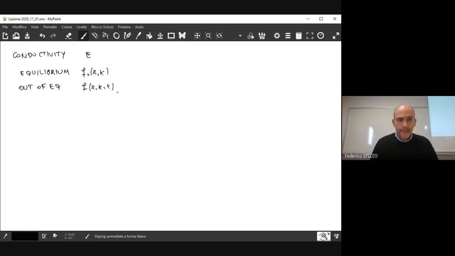So if we just consider what are the contributions that influence F of R, K, T? The contributions are external forces, and in this case, we may use the semi-classical equations to include the contribution of the external forces, and then we have collisions.